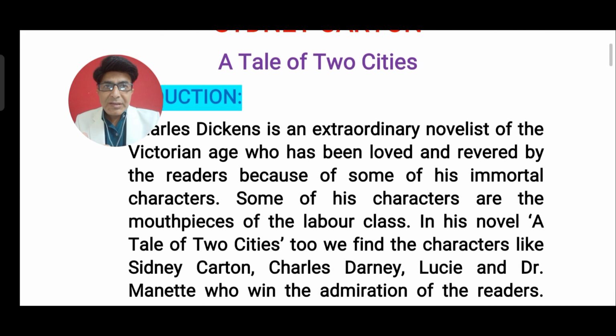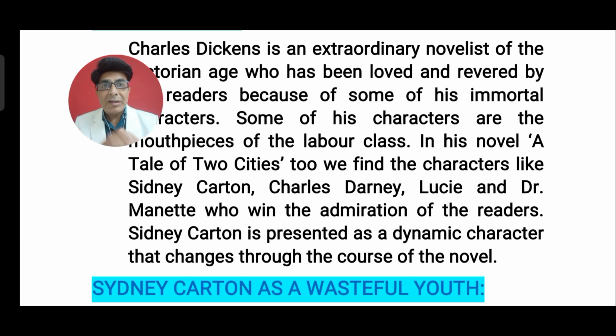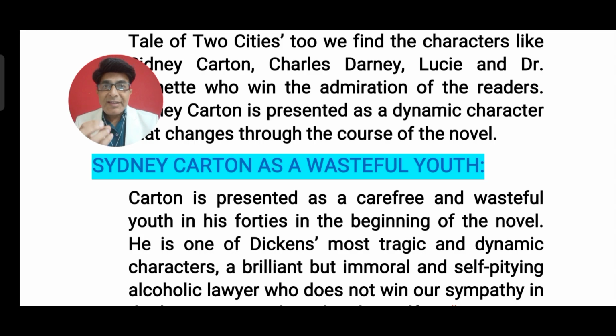We know that Charles Dickens is an important, extraordinary novelist of the Victorian age. Why? Because he has been remembered for his absolute art of characterization. Charles Dickens is loved by the readers of English literature just because of some of his immortal characters. In this novel, we have some very important, outstanding, stunning characters like Sydney Carton, Charles Darnay, Lucy, and Dr. Alexander Manet. And today let's discuss this character Sydney Carton, who is presented as a dynamic character.